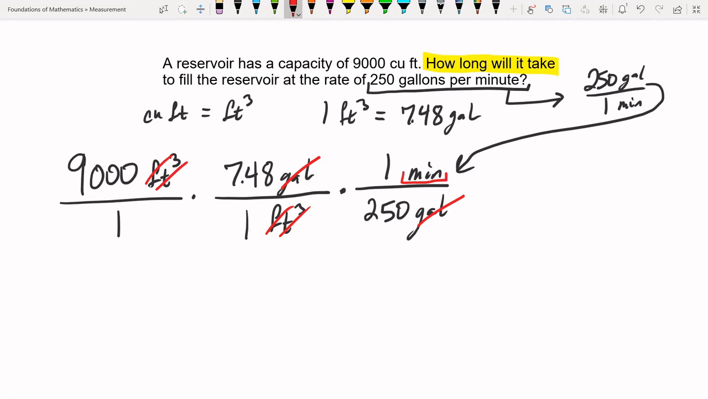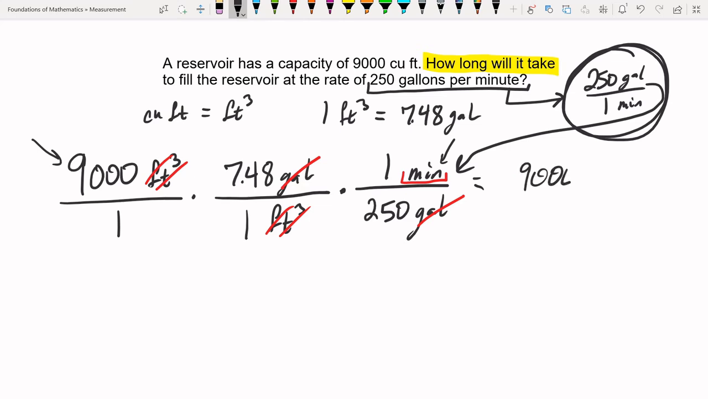is minutes. And so we've converted between a capacity, and the final unit we have is a time unit. That's how we can do it. We use some kind of given ratio like this that converts between them. Okay, now all I have to do is the mathematics.